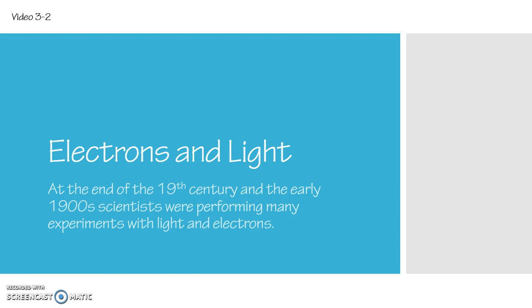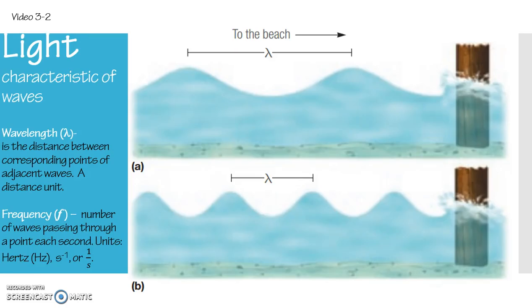This is the second video of Unit 3 talking about atomic theory, but now we've gotten far enough along in our atomic theory that we need to understand some of the experiments that scientists were doing to understand how that relates electrons to light. To understand light, we've got to understand a couple properties or characteristics of waves.